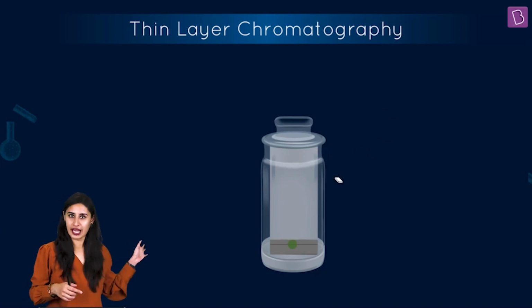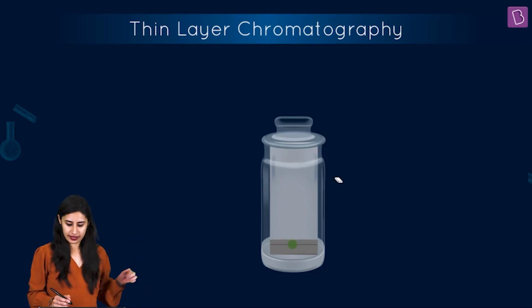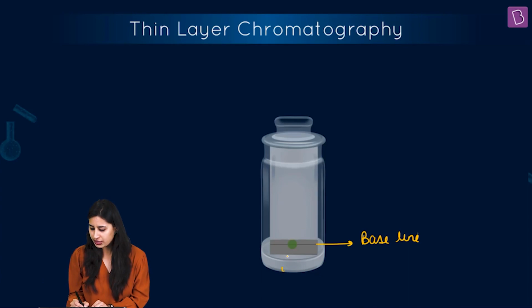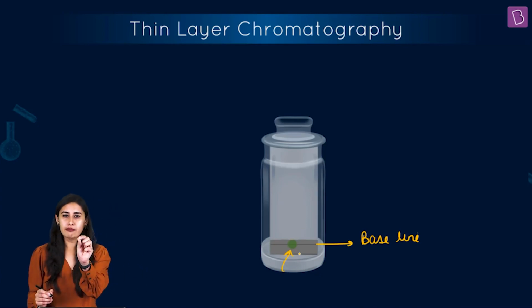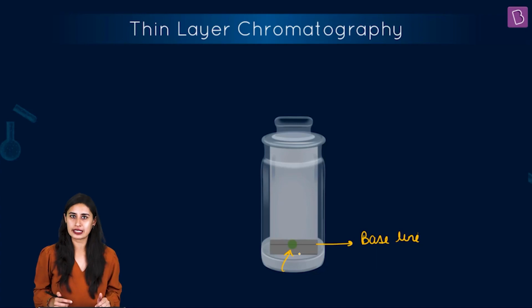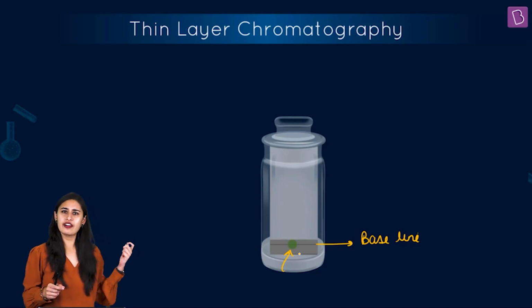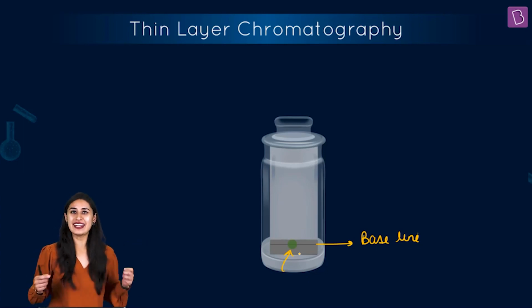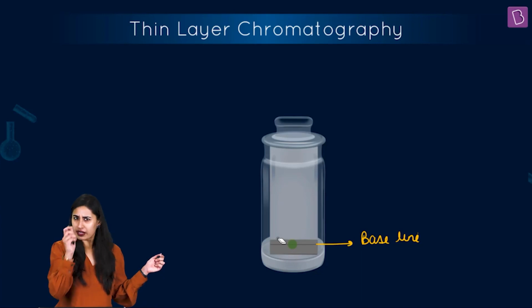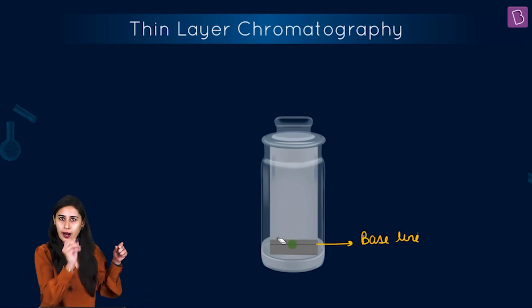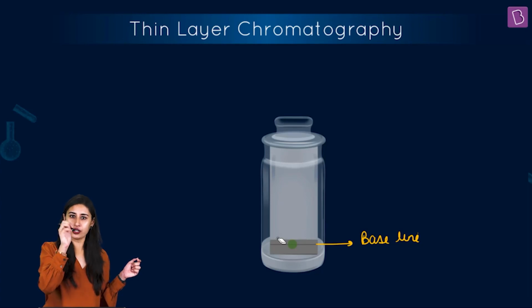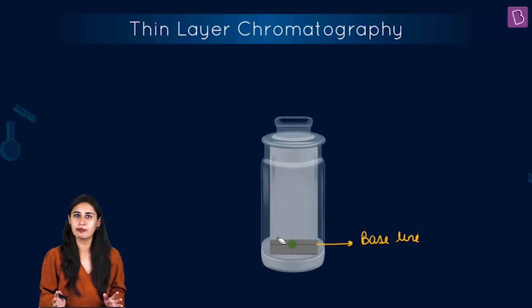So please observe the apparatus. Be with me. Let's do it together. You can see there is a baseline here. And just in the middle of the baseline, we are putting the mixture that we are aspiring to separate. Let's say we have added 3 inks together, and we are planning to separate the 3 inks now. So we put, in the very center of this baseline that we draw with the help of a pencil, a dot of the mixture that we want to separate.